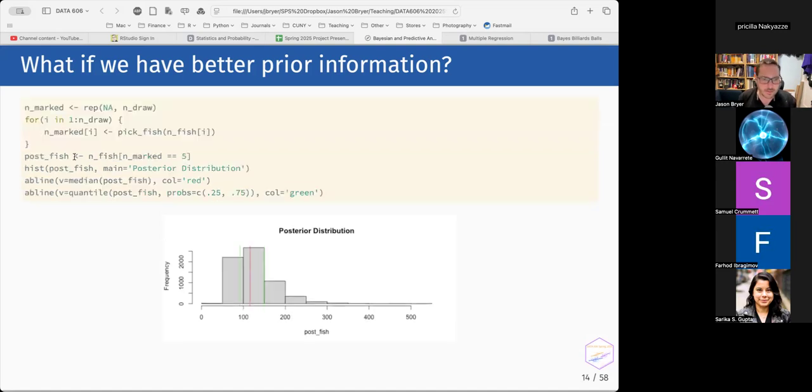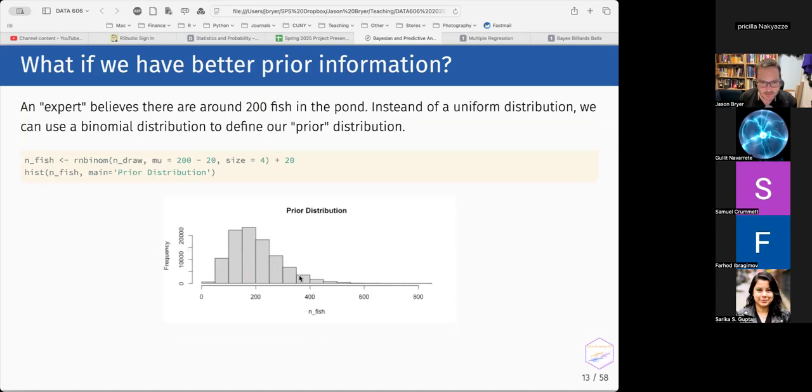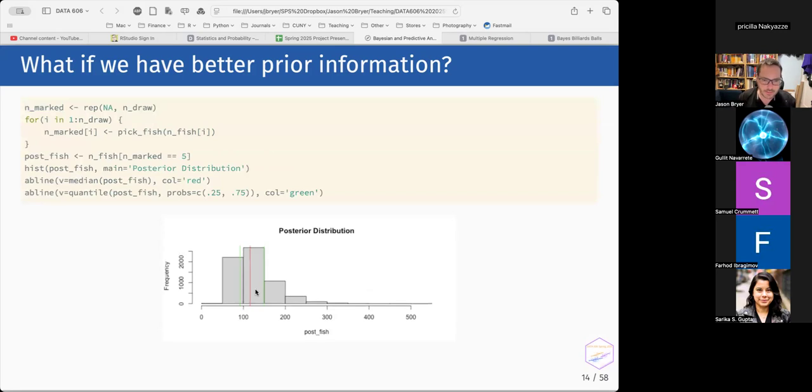Everything else here is going to be the same. I'm going to initialize an end mark. The only difference is I'm going to guess these values around 200 more. So if I repeat this over and over and over again, I'm going to keep the ones where I see what I see. And here's my posterior distribution.